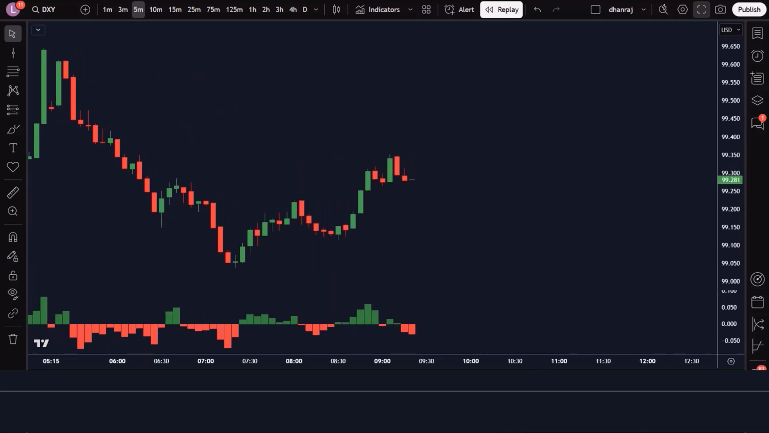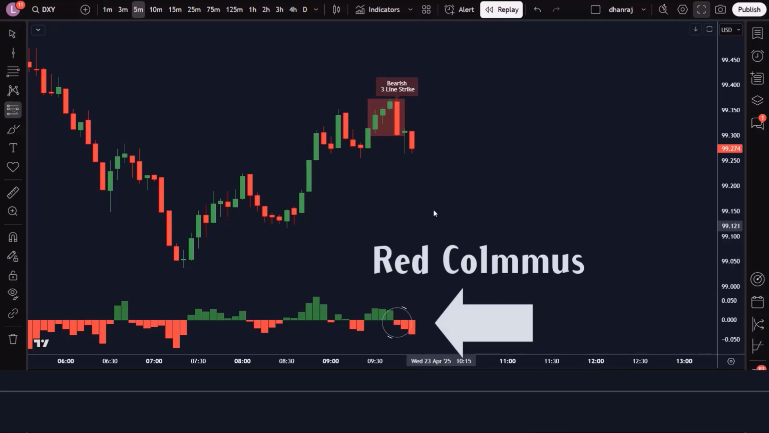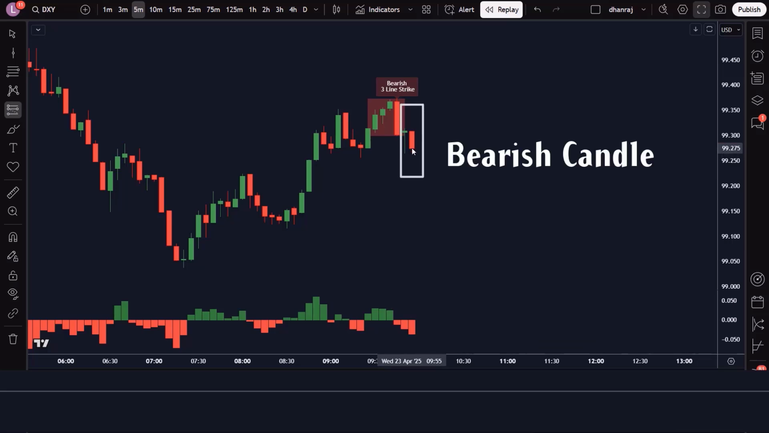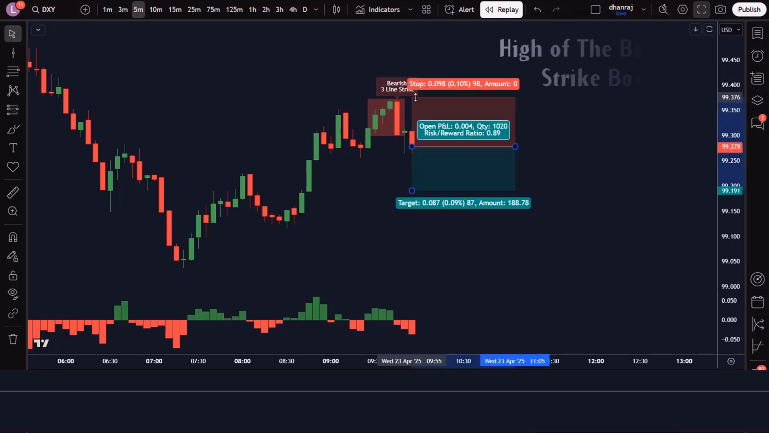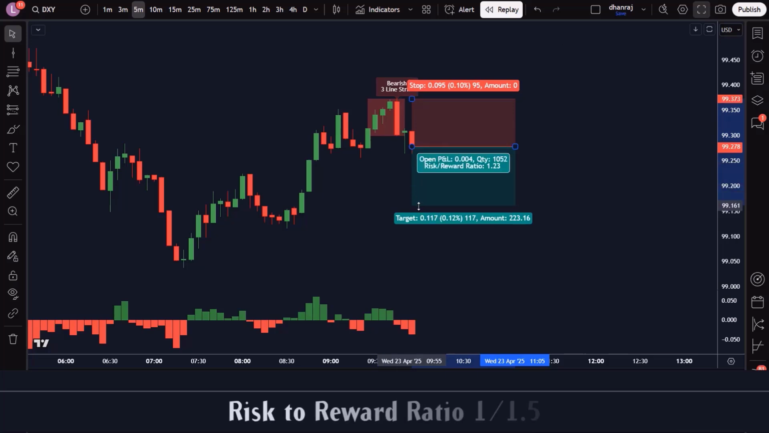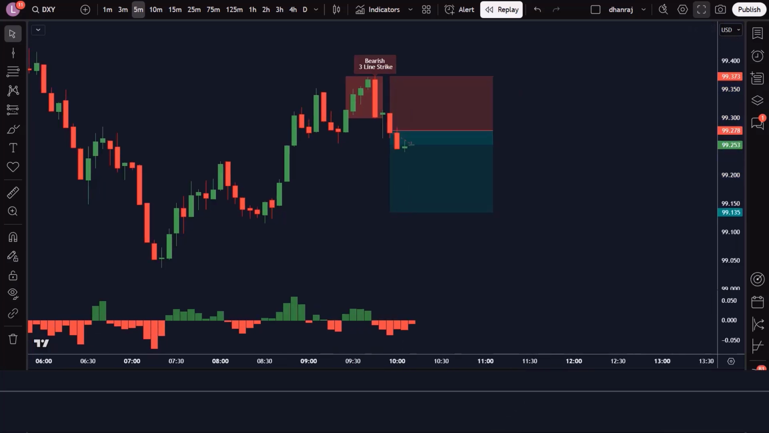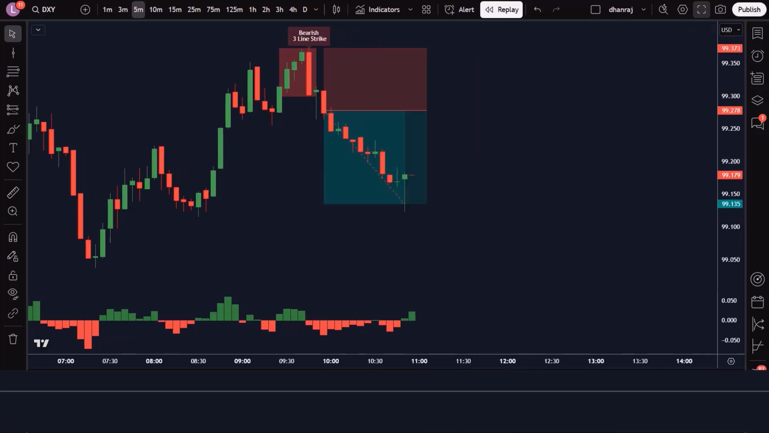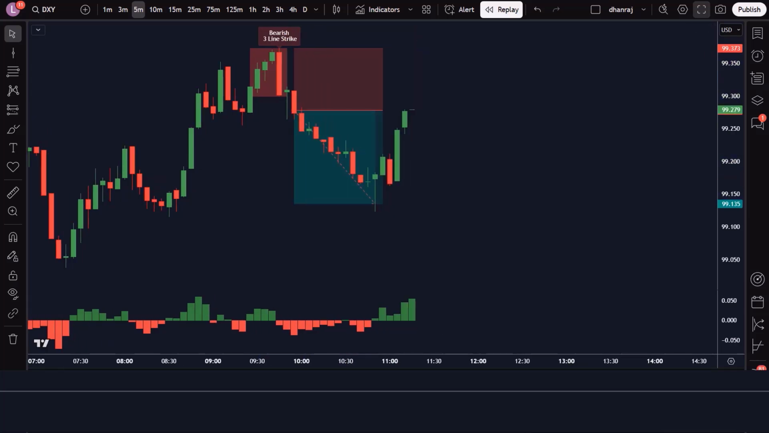Let's see how we use these trading setups. When the 3-line strike candlestick indicator gives us a sell signal, the Kuratoga histogram indicator should show red columns, and the market should form a bearish candle. If this condition is fulfilled, then we will place a sell order. Our stop loss is to be placed at the high of the bearish strike box, and the risk to reward ratio will be 1:1.5. The market has completely hit the target. I hope you have understood this trading strategy.